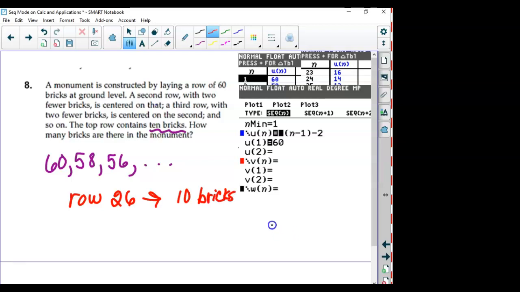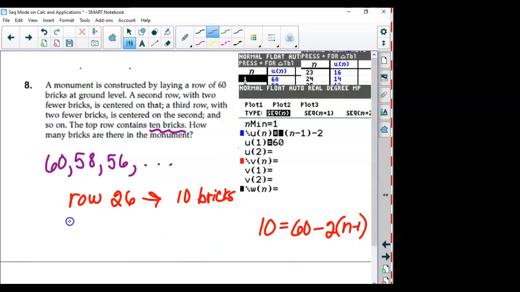Without the calculator, you would have had to say, I'm down to 10 bricks. The first was 60. I'm subtracting 2, n minus 1 times, and I don't know how many times I've subtracted. So then you would distribute and simplify and solve, and that would be 26.